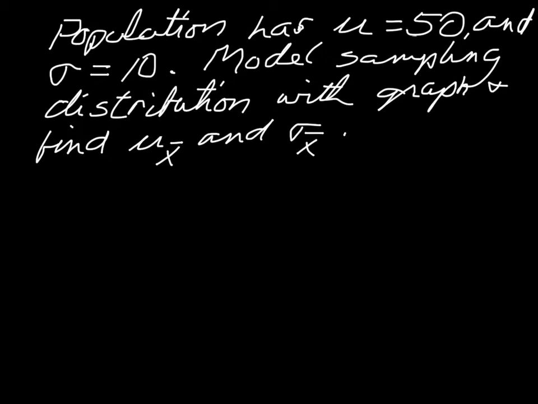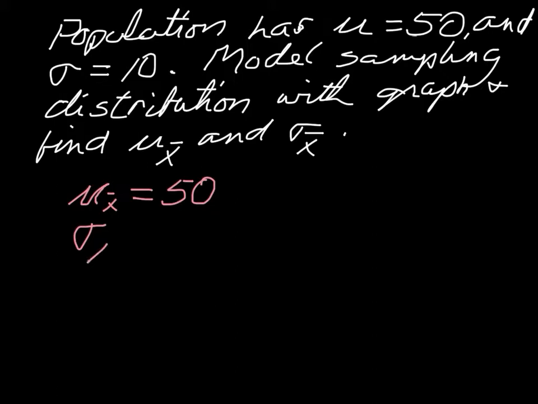Hi everybody. The first problem now is we have a population that has a mean of 50 and a standard deviation of 10. What we want to do is model this sampling distribution with a graph and find the mean of the sampling distribution and the standard deviation of the sampling distribution. So this is really quite snappy to do. The mean of the sampling distribution, according to the central limit theorem, is going to be 50. It's equal to the mean of the population.